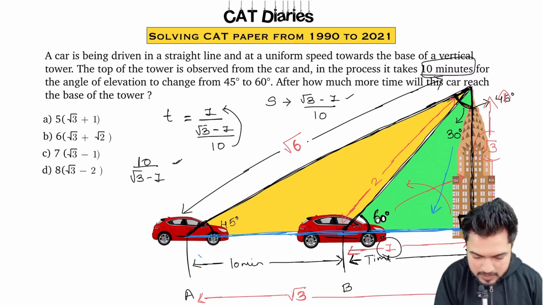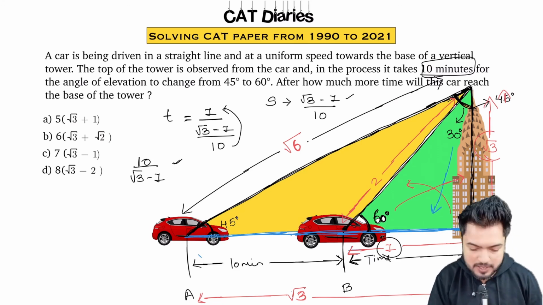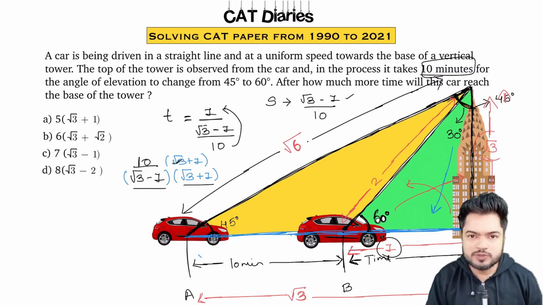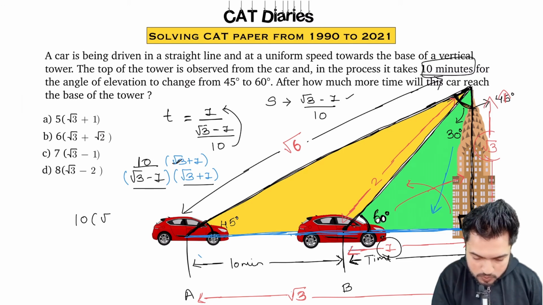But as you can check, no option is matching this. So let's rationalize the denominator. Multiplying and dividing the numerator and the denominator by root 3 plus 1. So what do you get here? A minus b, a plus b, that is a square minus b square. So 3 minus 1, 2. So I get 10 into root 3 plus 1 divided by 2.